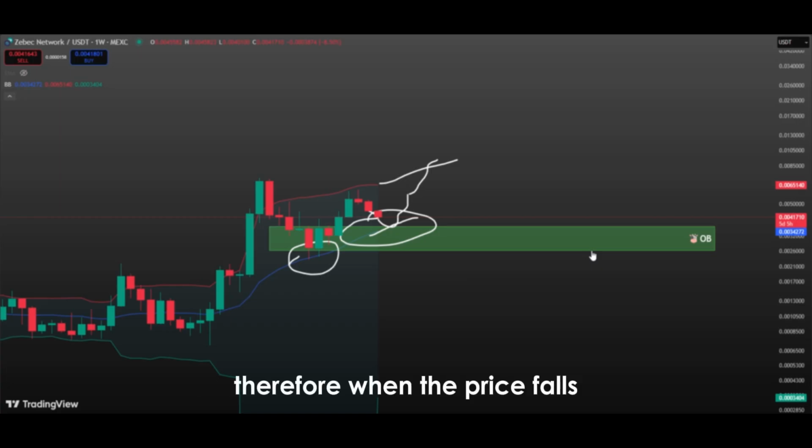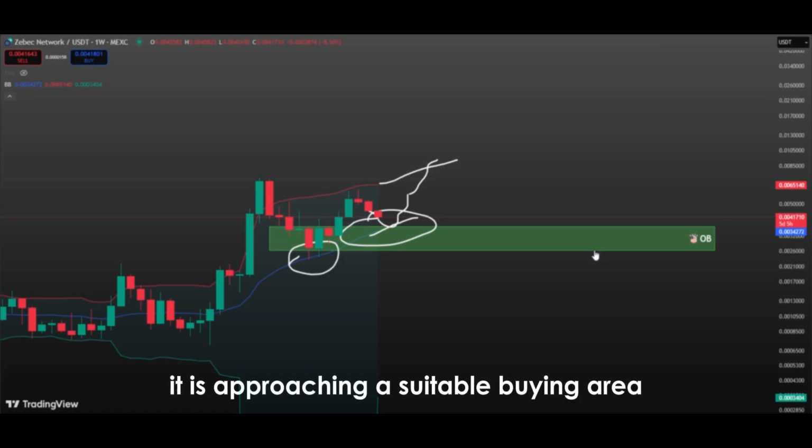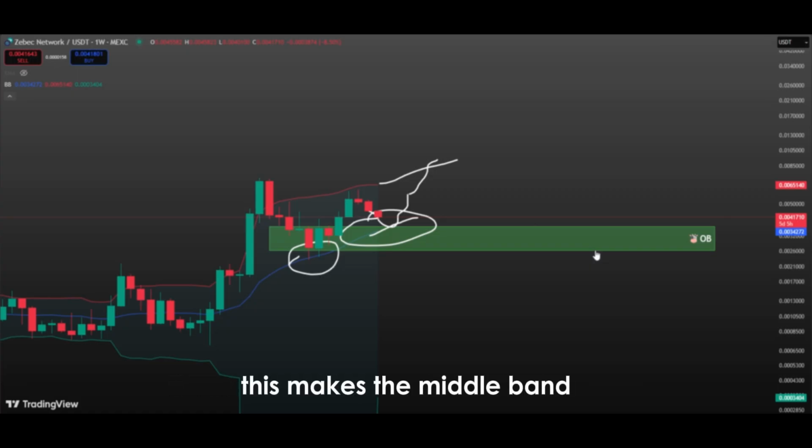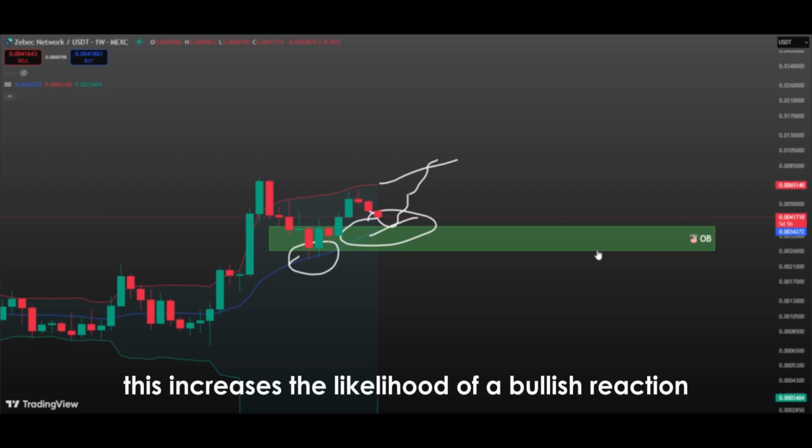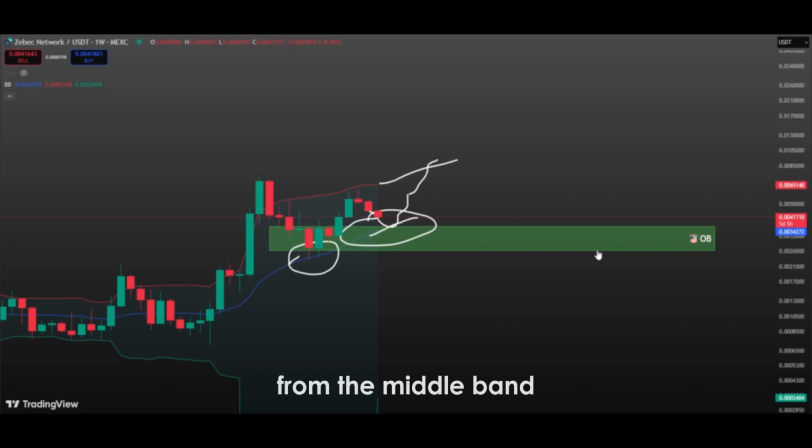Therefore, when the price falls from the upper band to the middle band, investors often think it is approaching a suitable buying area. This makes the middle band act like a magnet for the price, and once the price reaches it, strong buying drives it upward again. This increases the likelihood of a bullish reaction from the middle band.